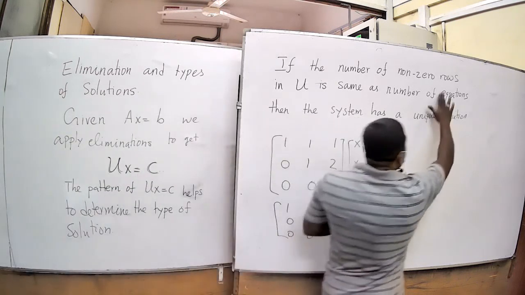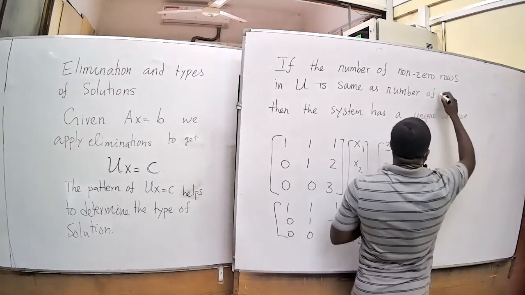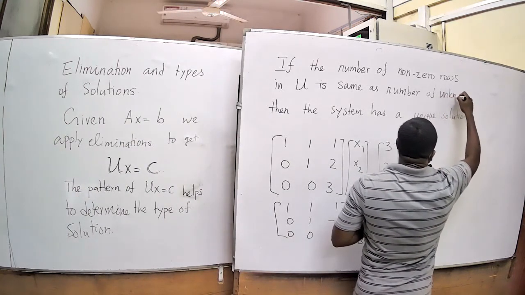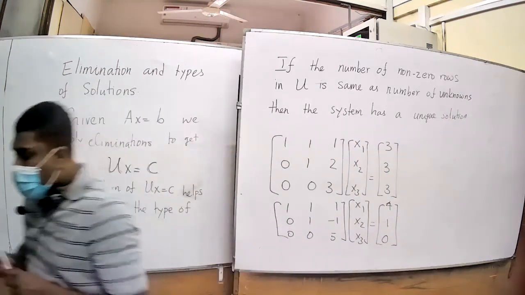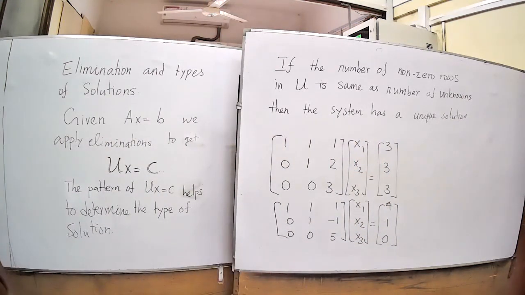So I can say number of unknowns, so that is easy for you to know. If the number of equations is equal to non-zero rows is equal to number of unknowns, then we say that we have a unique solution.